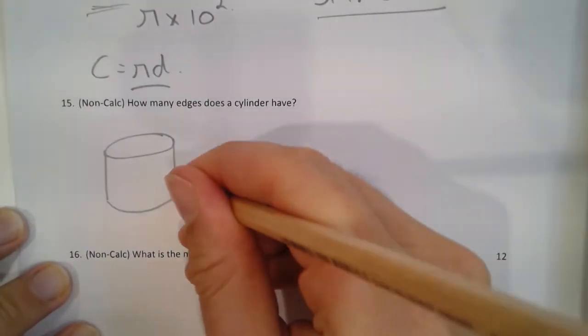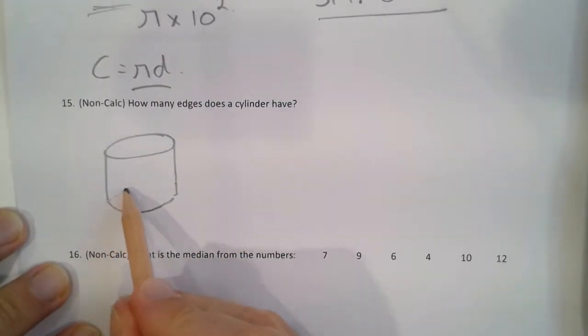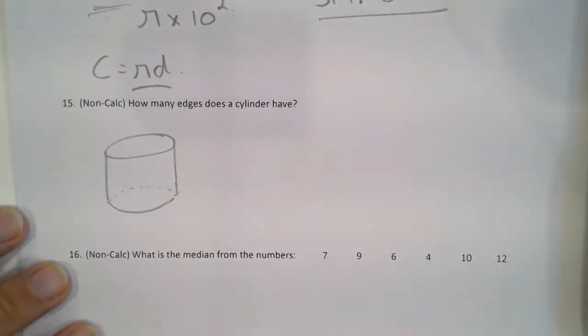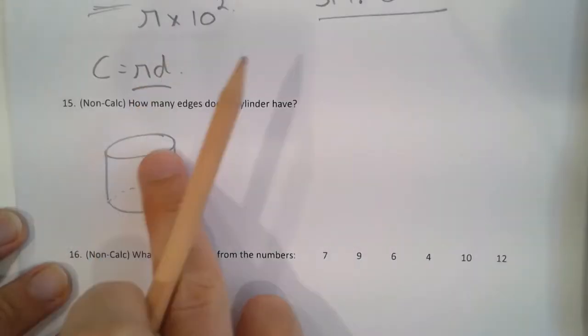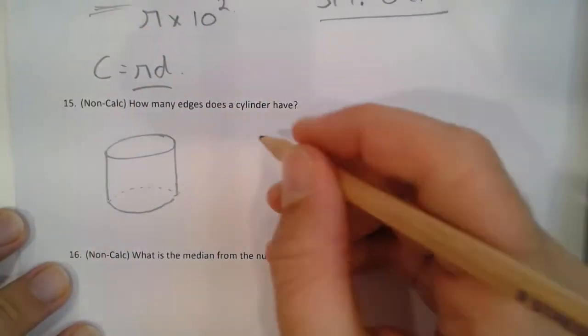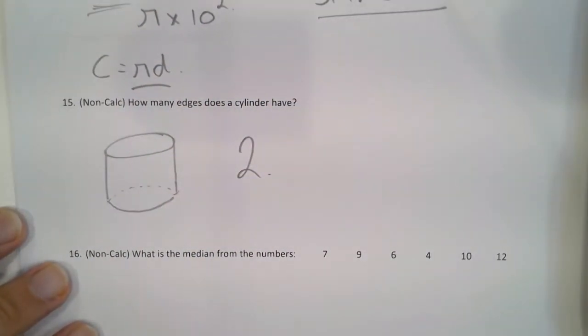It's not bad that. And I'll do the little dot line. There you go. Cylinder. So you could run your finger along the top and the bottom. It has 2 edges.